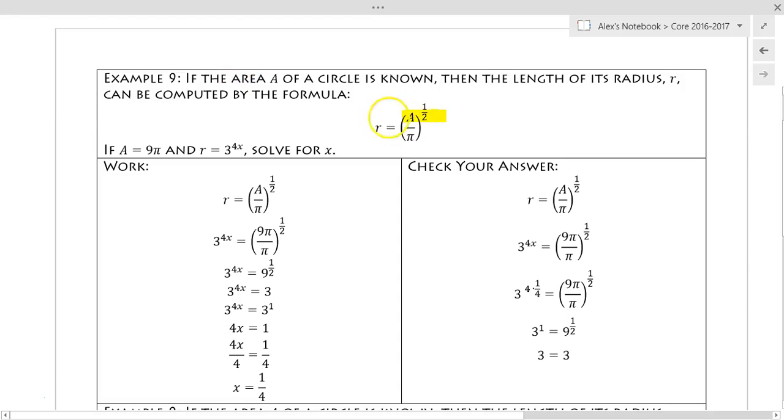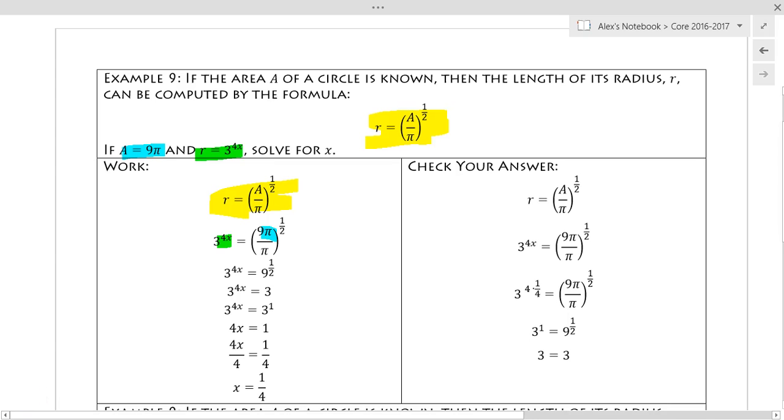Okay? So here's my formula. I start with that. Then I know what A is, so I'm going to plug that in for A, and I know what R is, so I'm going to plug that 3 to the 4x in for R. Then I'm going to simplify. So if I have 3 to the 4x equals 9 pi divided by pi to the 1/2.